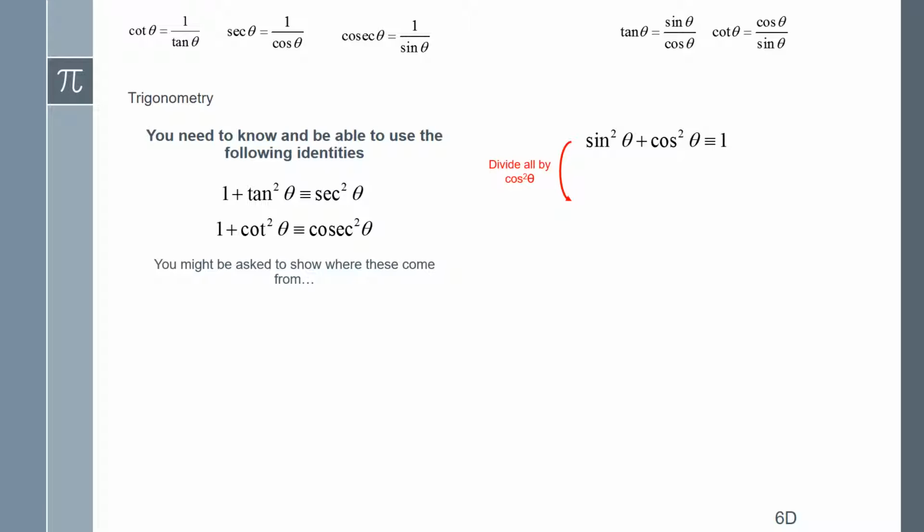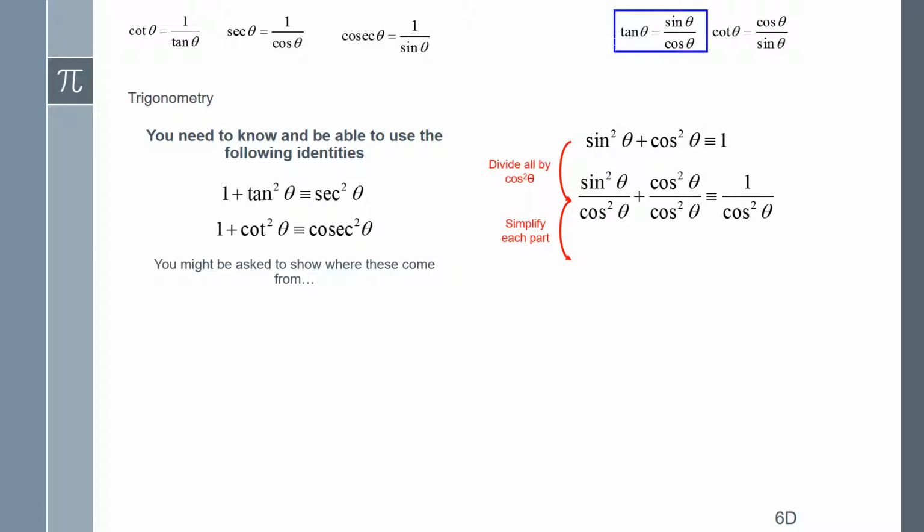If we divide everything by cos squared, we get sine squared over cos squared plus cos squared over cos squared equals 1 over cos squared. Well, sine squared over cos squared is the same as tan squared, cos squared over cos squared is 1, and 1 over cos squared is sec squared. So that's the first one shown.